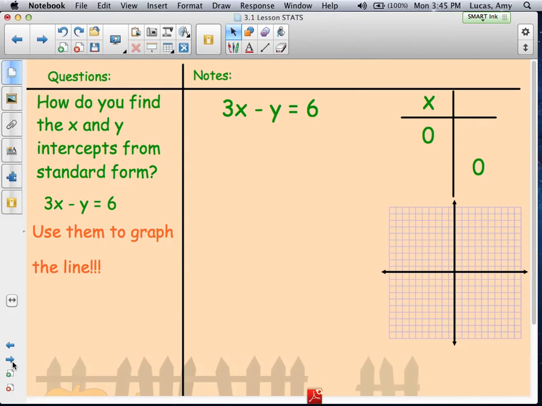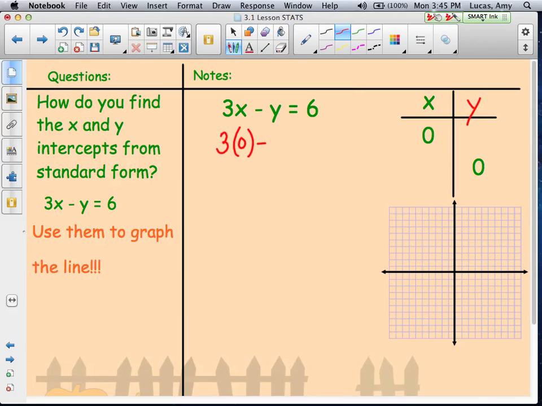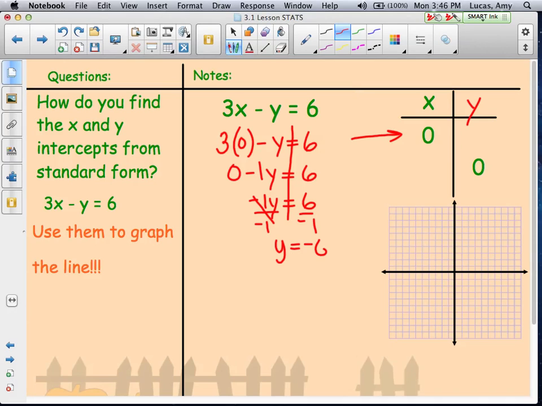Okay, now we are going to teach you how to use an equation and find those intercepts. You notice in my t-chart table over here, I've got only zeros filled in, once for x and once for y. So if I plug in 0 for x, I'm solving to figure out what y is. So I've got my train tracks. 3 times 0 is 0. 0 minus y equals 6. I'm going to put a 1 in front of this. 0 minus 1y means negative 1y equals 6. Divide by negative 1, and y equals negative 6. So when x is 0, y is negative 6.